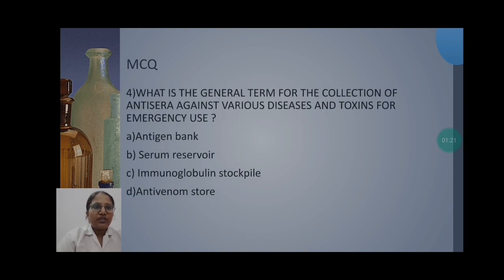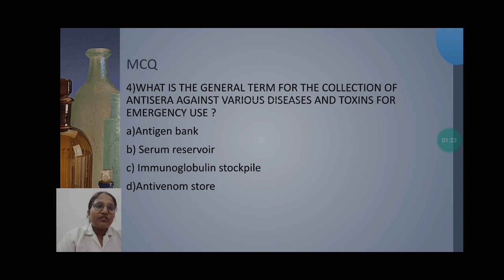Now the fourth MCQ. What is the general term used for the collection of antisera against various diseases and toxins for emergency use? Option A, antigen bank, option B, serum reservoir, option C, immunoglobulin stockpile, or option D, antivenom store. So the correct option here is option A, antivenom bank.